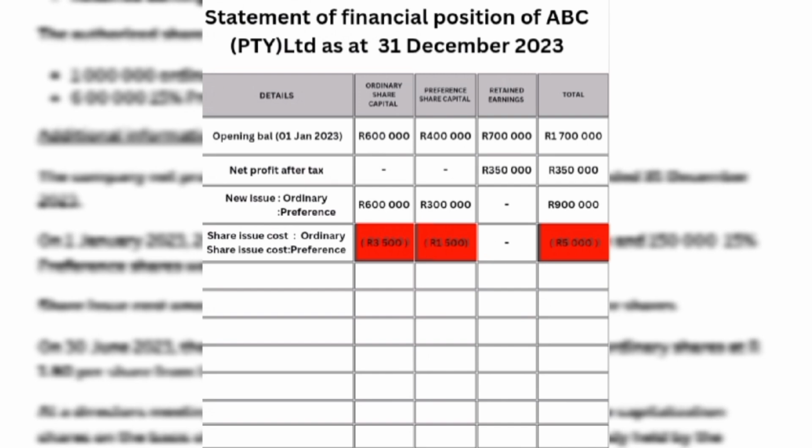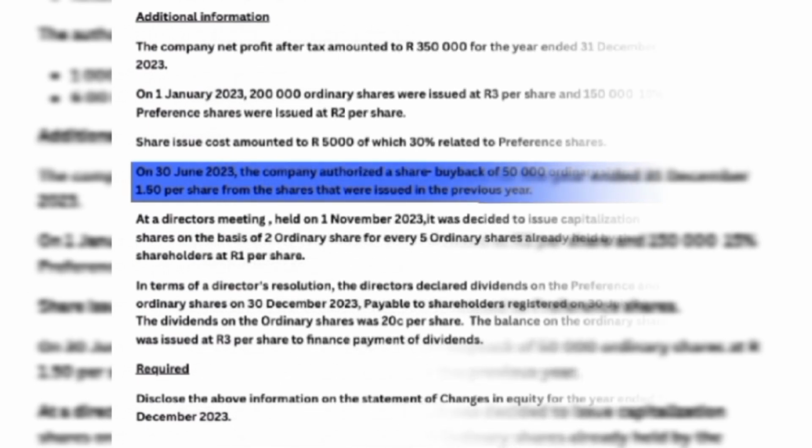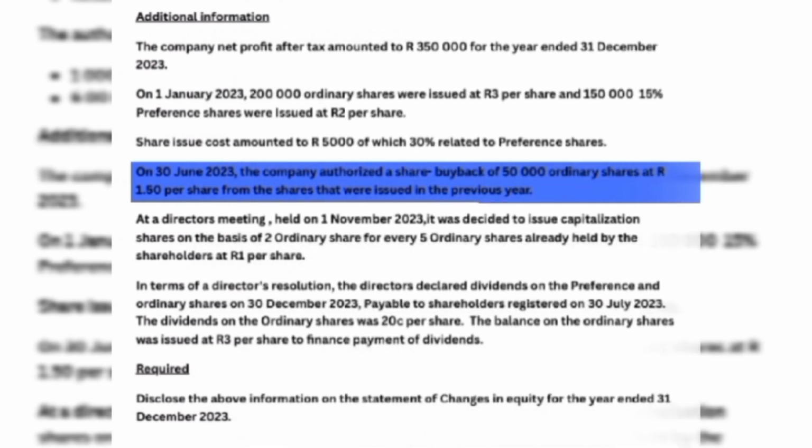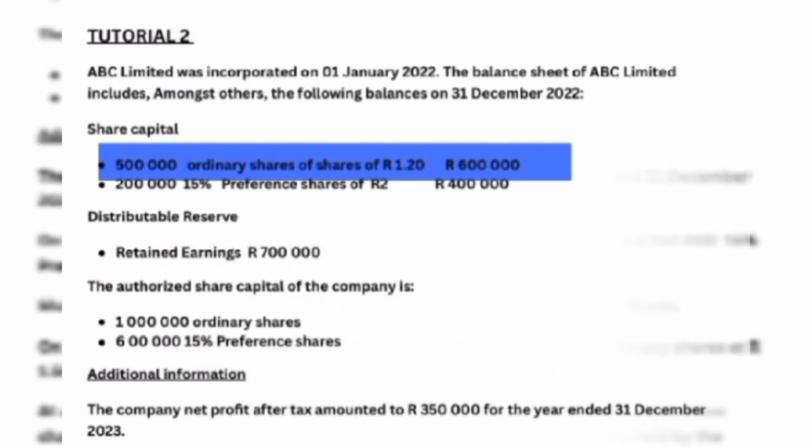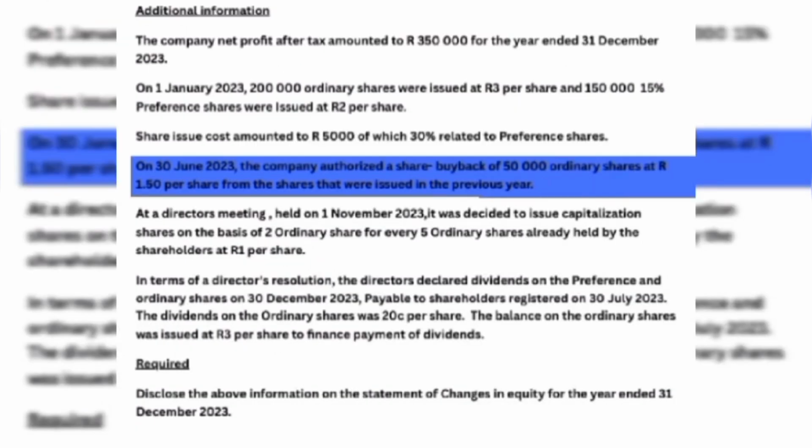information, which says on 30 June 2023, the company authorized a share buyback of 50,000 ordinary shares at 150 per share from the shares that were issued in the previous year. Okay. Last year we issued 500,000 ordinary shares at 120 per share. Okay. Out of these 500,000 ordinary shares, we decided to buy back 50,000 ordinary shares.